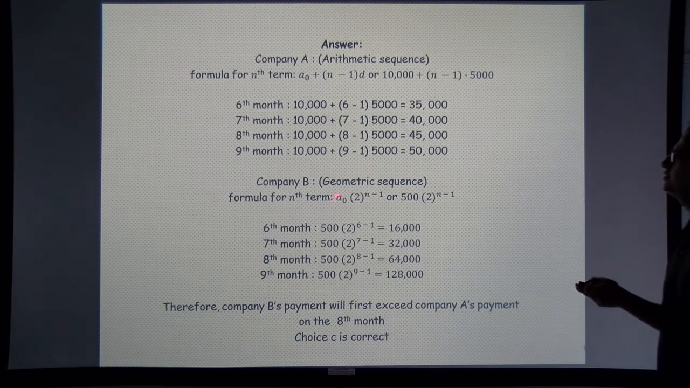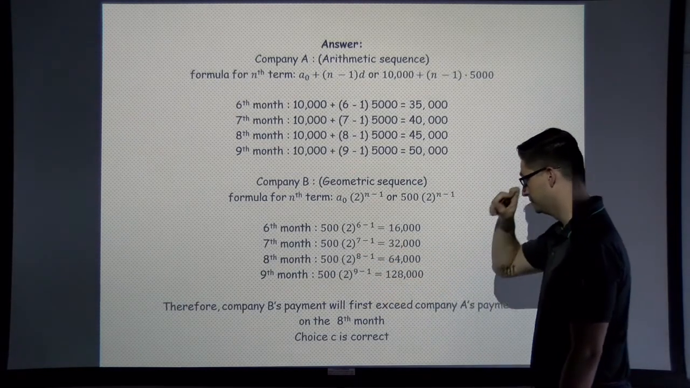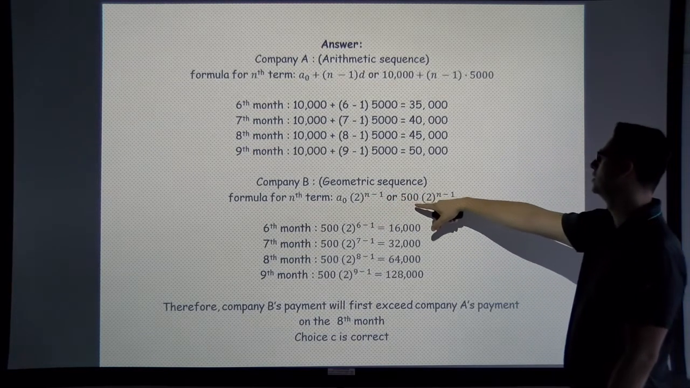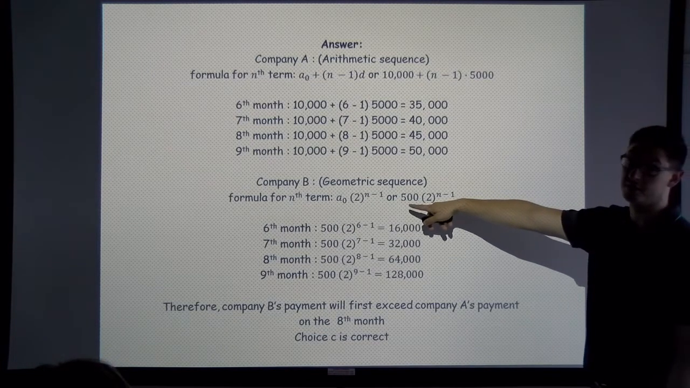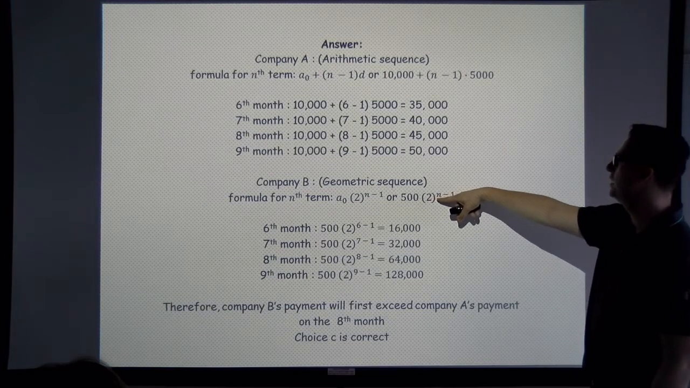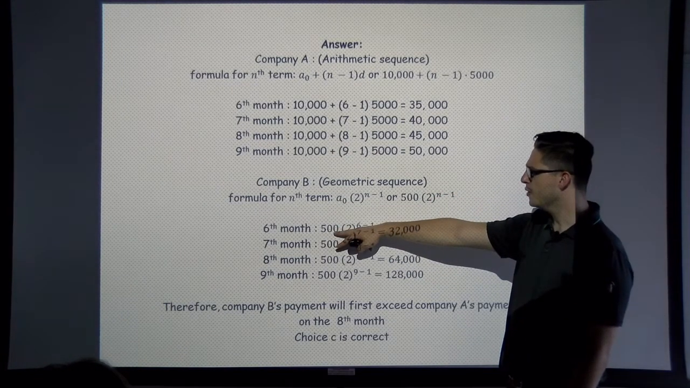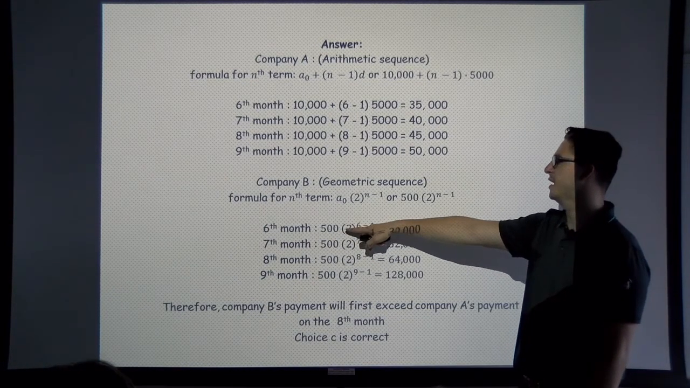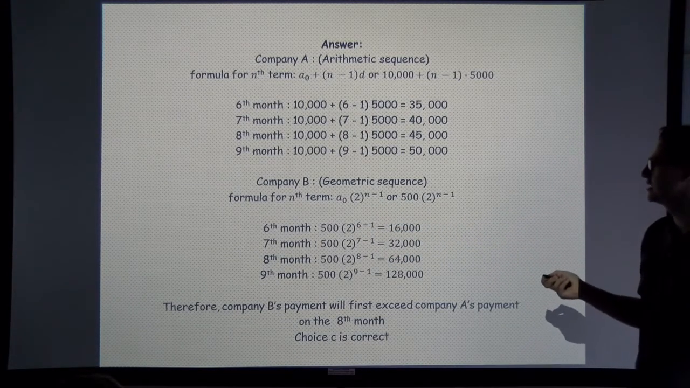So company B uses a geometric sequence, where our nth term is still going to be the month, and we're going to have 2 raised to n minus 1. Our a0 is their initial amount that they're investing, which is $500. So $500 times 2 raised to n minus 1. So the 6th month would be 500 times 2 raised to 6 minus 1, or 500 times 2 raised to 5, which you'll get 16,000.